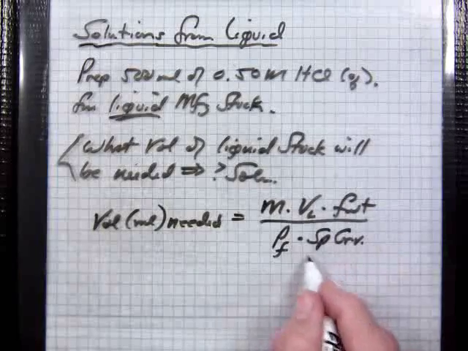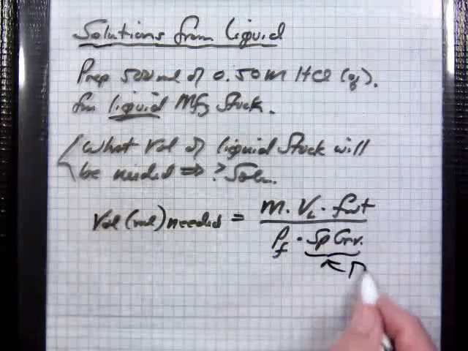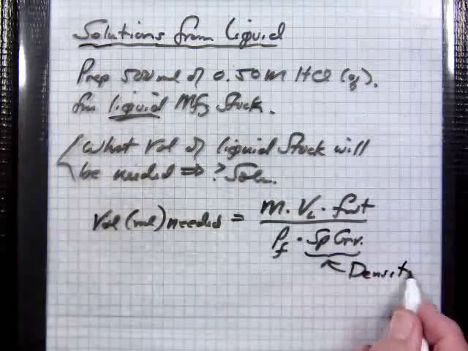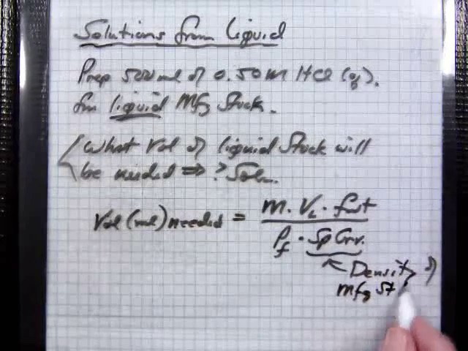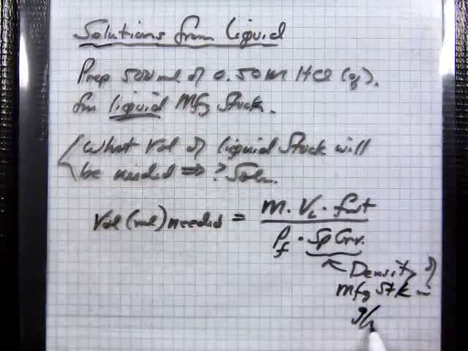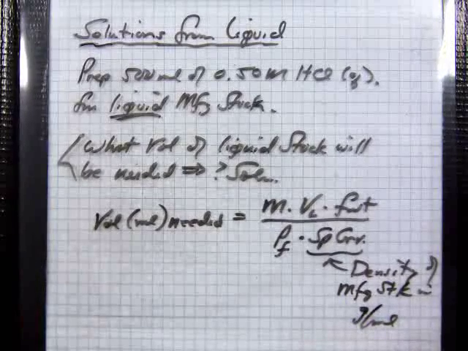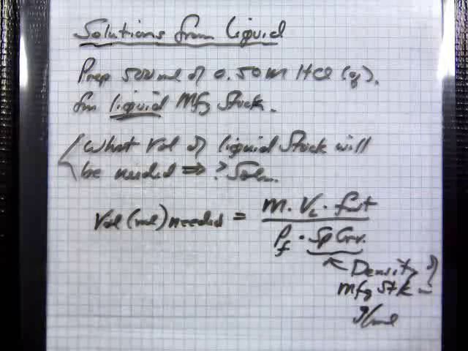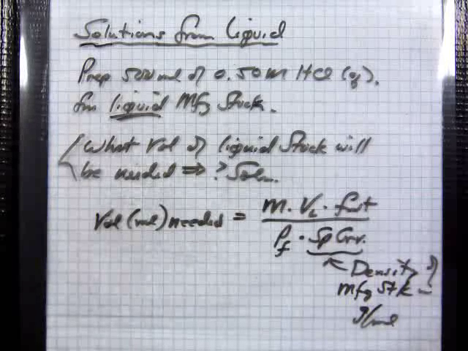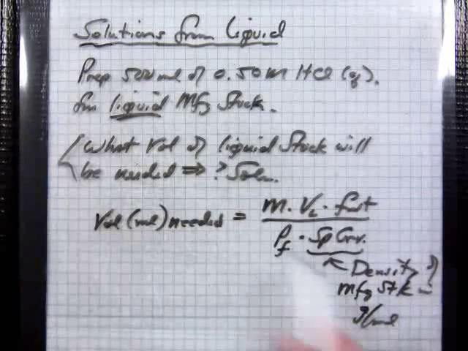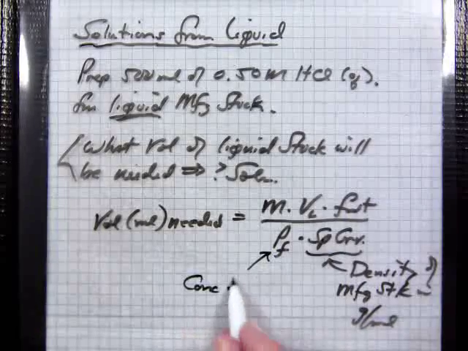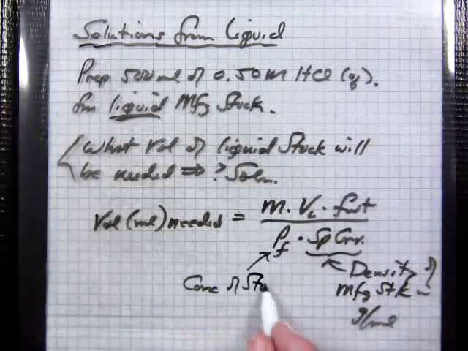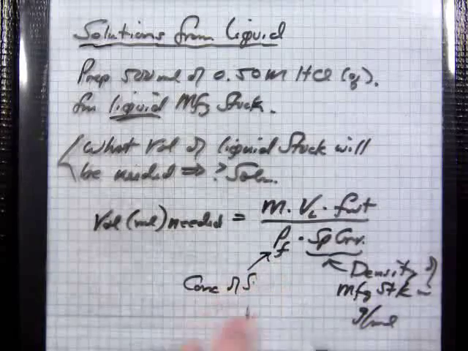Anyway, this is density of manufactured stock in grams per mil. And so when you calculate everything, grams will cancel out, and you're left in milliliters, and you pipette that much, and you dilute it to whatever you need. So the purity factor here is the concentration of solute in stock, I should say.